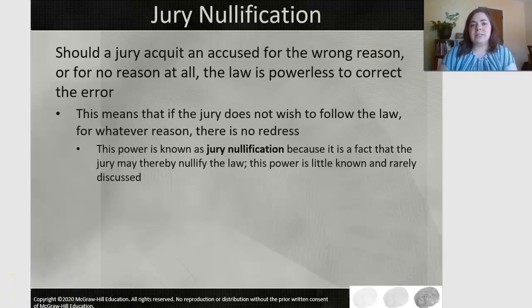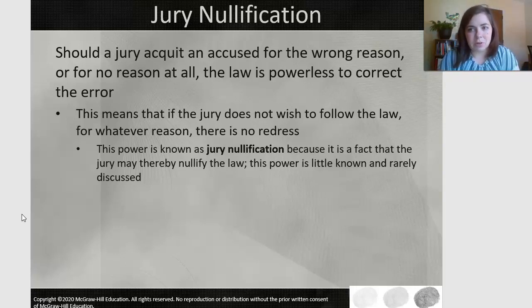If a jury decides to acquit the defendant for a wrong reason or for no reason at all, there is no remedy for that. This is called jury nullification. Sometimes this happens because the jury thinks the law is unfair. If we think about some marijuana cases, it's possible to get a jury that would nullify because they simply feel that marijuana should be legal.